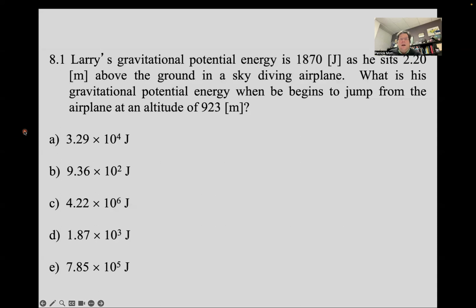So apply our ideas for gravitational potential energy. 923 meters is small compared to the radius of the Earth. So we have the simple expression. So work out what the gravitational potential energy is at the jump height, and then confer with your physics friends, and then unpause the video and we'll go over the answer.